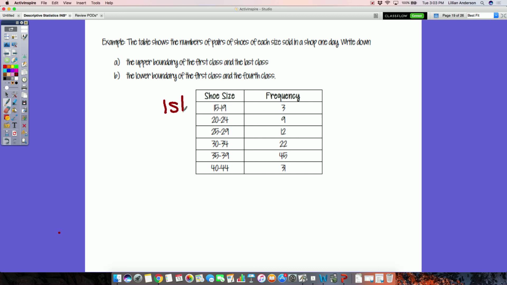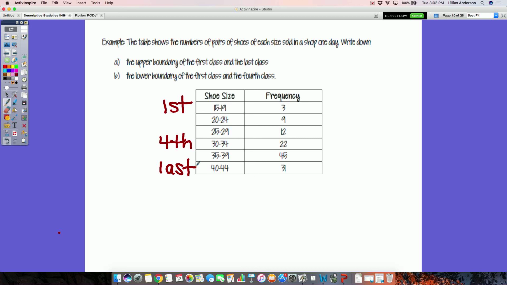15 to 19. Your fourth class? 30 to 34. And your last class, of course, is the one at the bottom. Okay? Now, your upper boundary, this is going to segue into what we do on Thursday. Your upper boundary is basically the highest value of your first class, and it's also going to be the highest value of your last class.